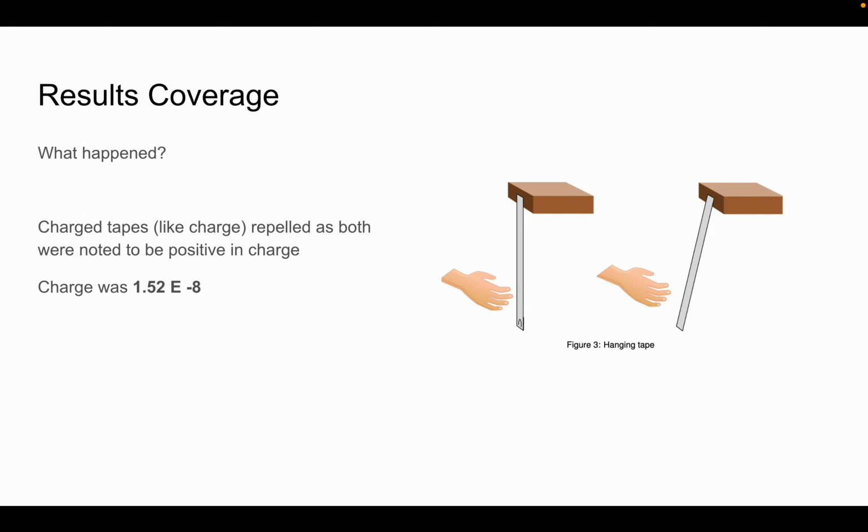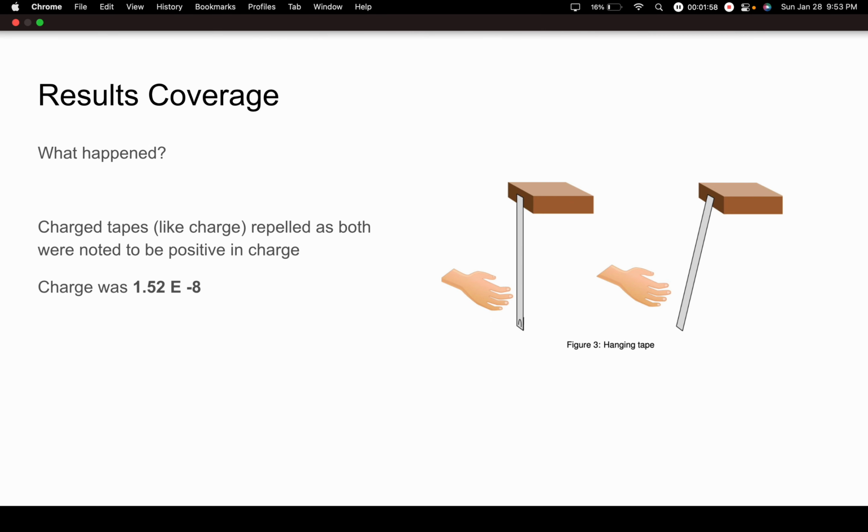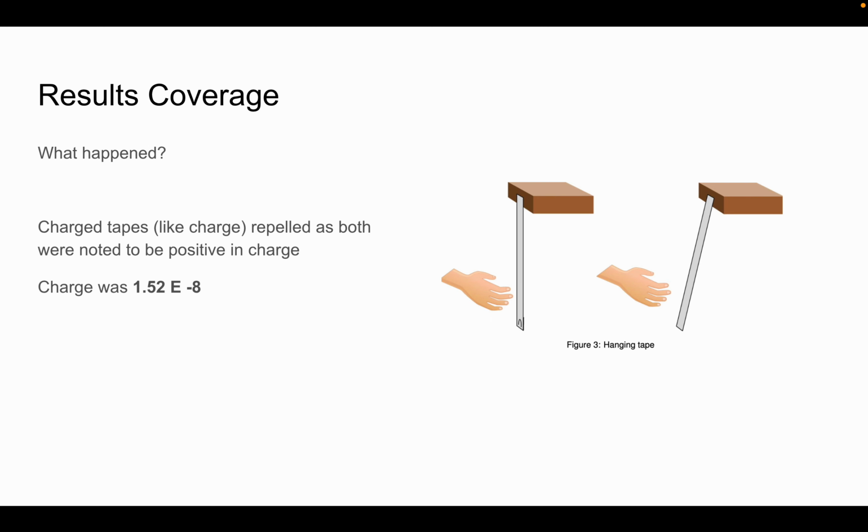So results coverage: to the right is the diagram shown, the intended result shown by the report. In this case, we were able to replicate that. So what exactly happened? The charged tapes, or the like charges, repelled, and both would be noted to be positive, and we know that like charges repel. In this case, the calculated charge with Coulomb's constant was 1.52 e to the negative 8.